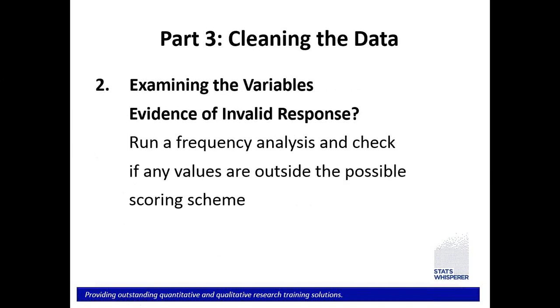Right. Next, examining the variables. What we're looking for here are several items, such as evidence of an invalid response. For example, recall our happiness items. If the range of responses is 1 to 5 and we discover there's a 6, that's an invalid response, and we want to make sure to catch that.